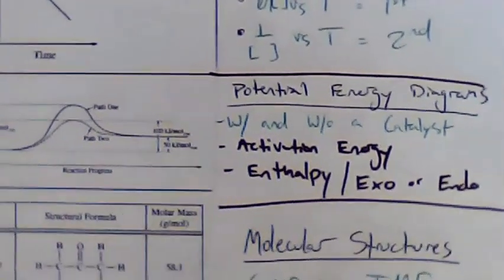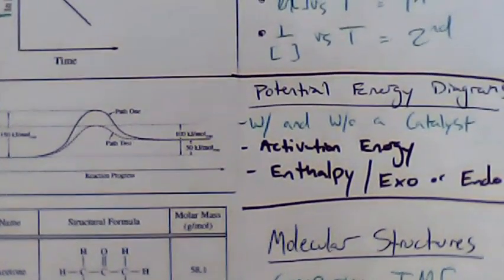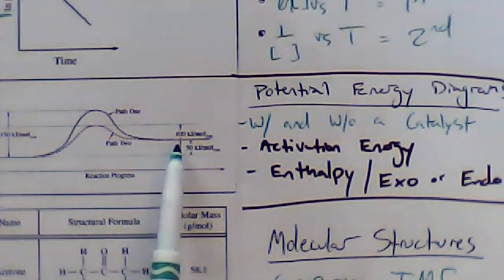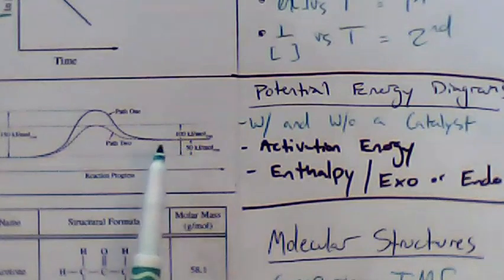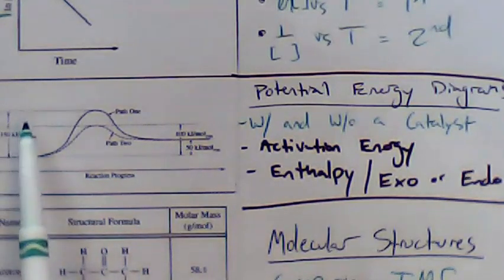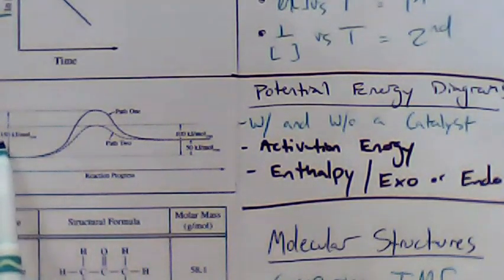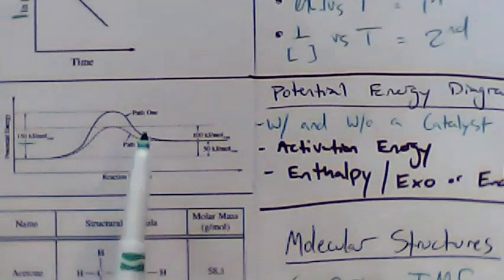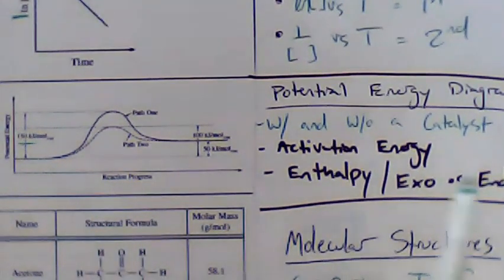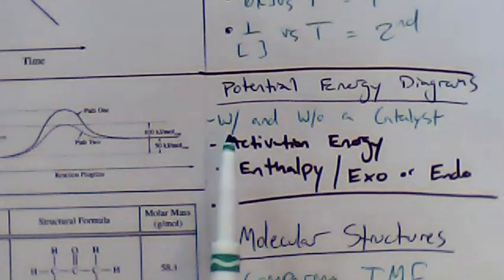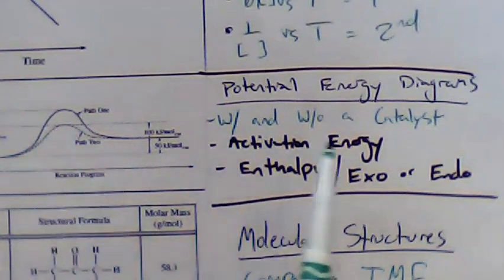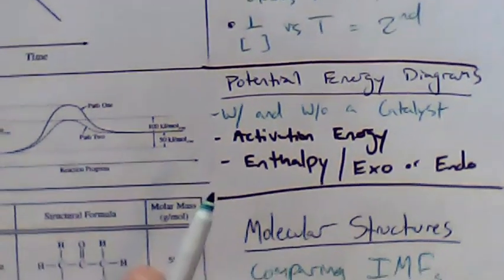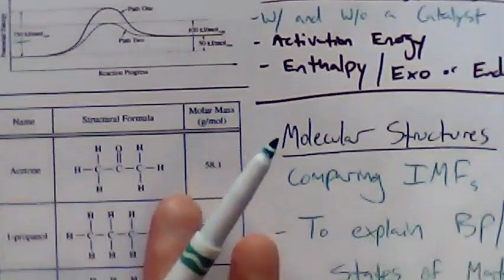Next one, potential energy diagram. So you're looking at activation energy. Is this endothermic or exothermic? This one happens to be endothermic. You're absorbing energy. Can you pick out your activation energy, which is right here, 150? And this graph with the dotted line just so happens to be looking at the dashed line with a catalyst, the solid line without a catalyst.